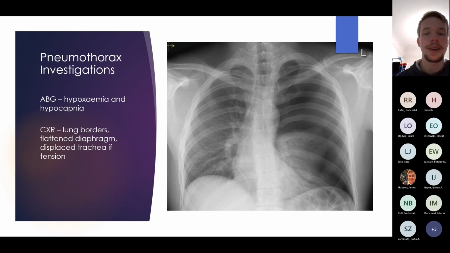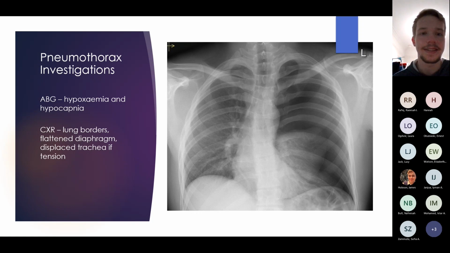So you might assess their oxygen levels with an ABG, and then your chest X-ray. I've just put an example there. So that's a left-sided tension pneumothorax. You can see in the inferior part of the left-hand side, more towards the mediastinum, the border of that lung that's collapsed, and beyond that, there's no lung markings. It's all just, as you said, black.